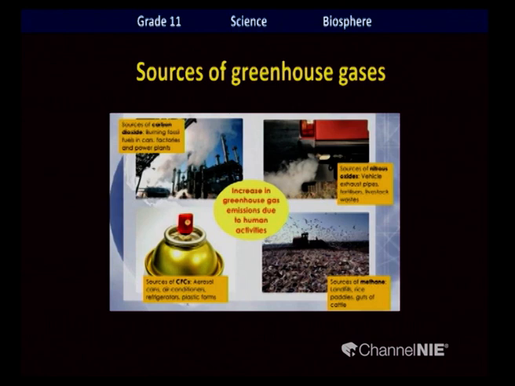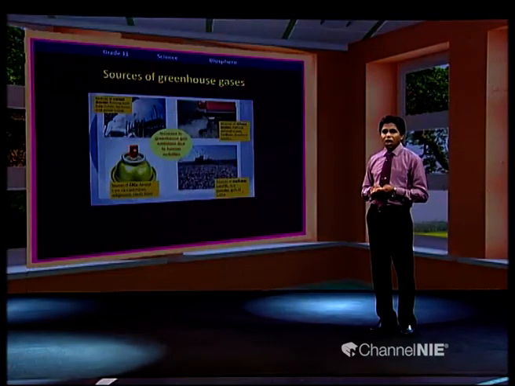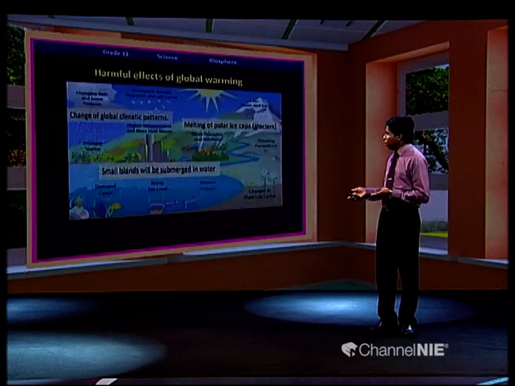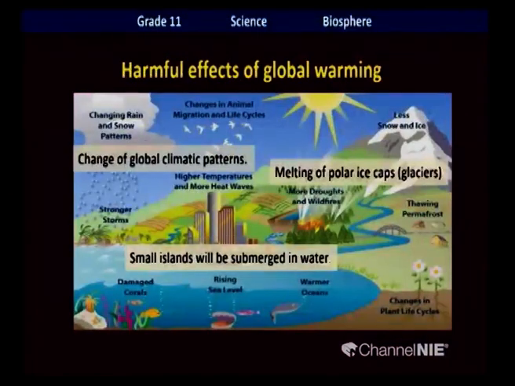If we know the sources of greenhouse gases, we can minimize their emission to control global warming. So let's see what the harmful effects of global warming are. Due to the increasing temperature of the earth, glaciers, ice caps and polar ice caps can melt. This will increase the sea level, and low-lying islands can get submerged. It can cause floods. In addition, sea water can enter rivers, and the salinity of river water can increase due to the mixing of sea water with fresh water.